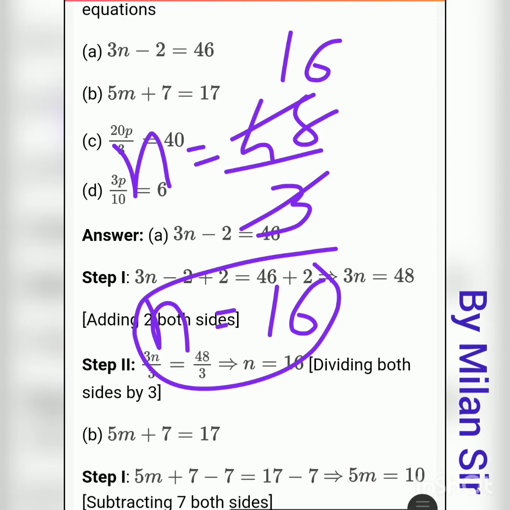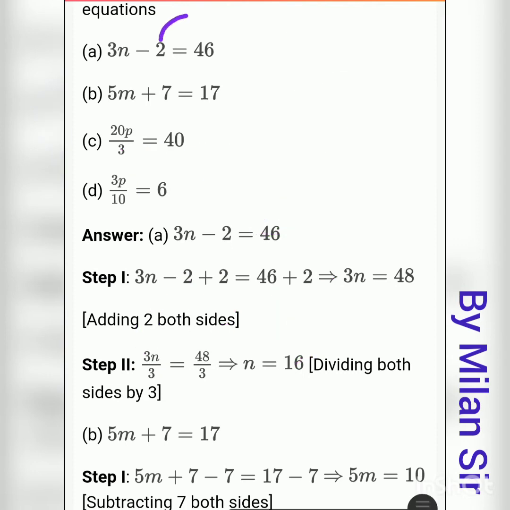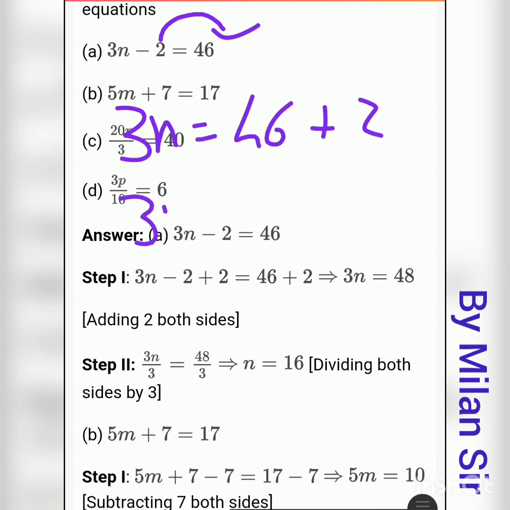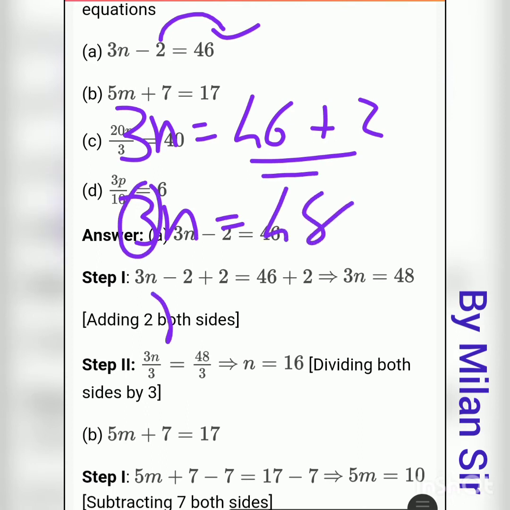Again, first of all, transfer this minus 2 to the right hand side. So 3n is equals to 46 plus 2, 48. Now transfer this 3 to the right hand side. It goes to the denominator. So 48 by 3, n is equals to 16.